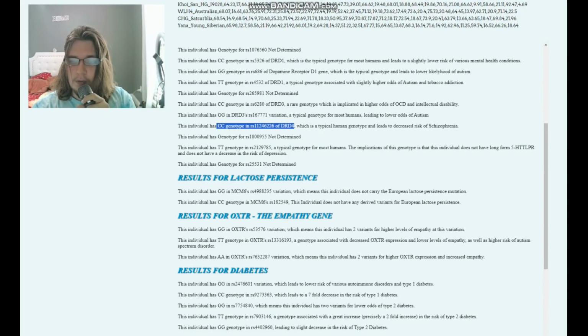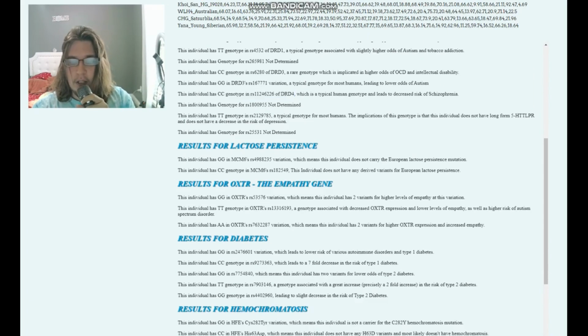CC genotype in this variation of DRD4, which is a typical human genotype and leads to decreased risk of schizophrenia. And TT genotype in this variation of, I don't know what this is. I think this is 5-HTTLPR, whatever. It's very difficult to remember and pronounce. But this is basically the serotonin transporter gene, and if you have the short form, you're going to have some issues transporting serotonin, right? You're going to have some depression or some kind of serotonin issues.